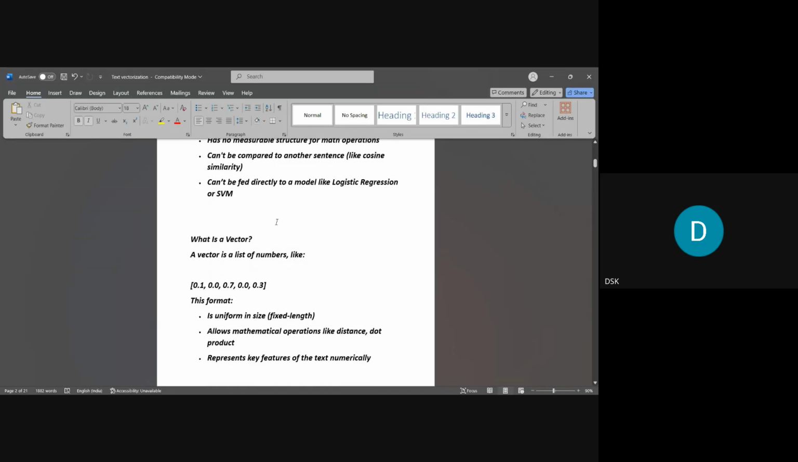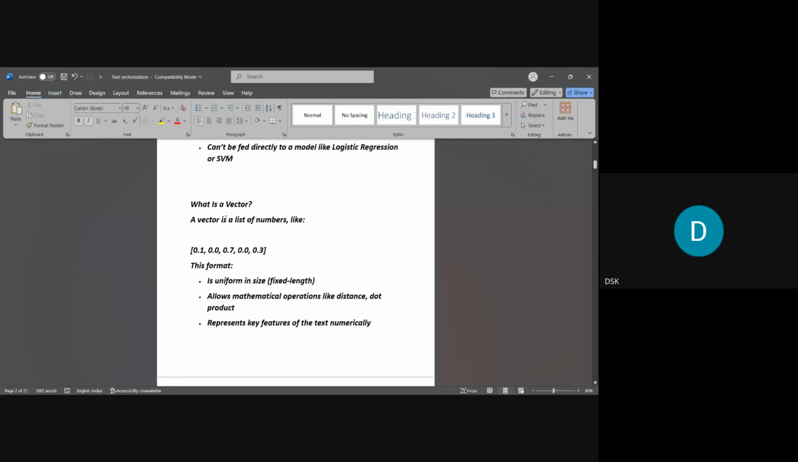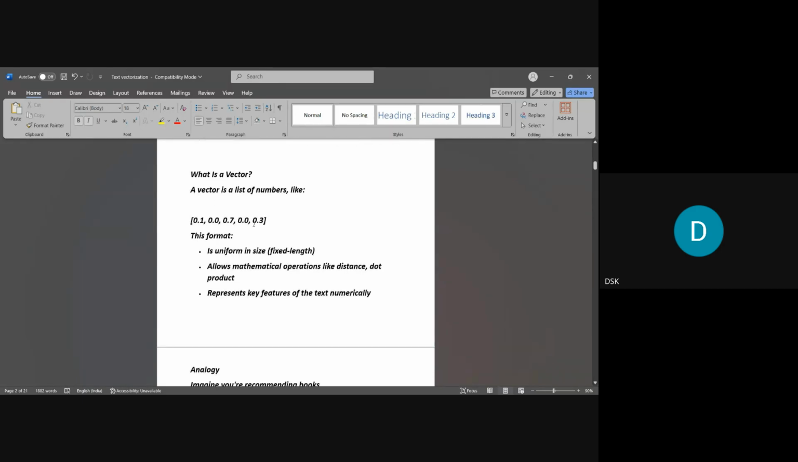So what is a vector? A vector is a list of numbers, as you can see as follows. Basically, vectors are uniform in size, that means fixed length, and it allows mathematical operations like distance, dot product, etc. It also represents key features of the text numerically.